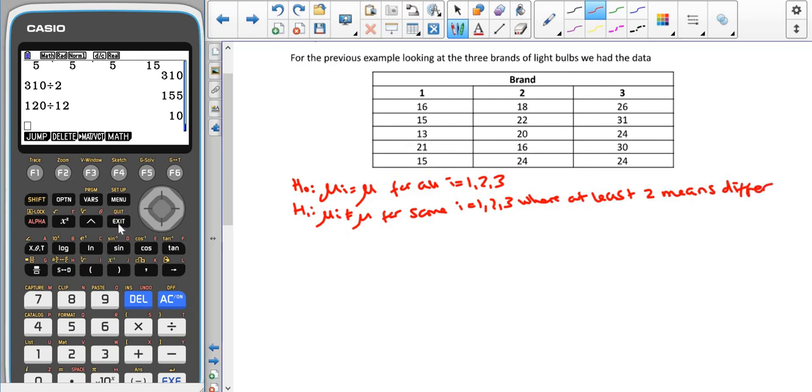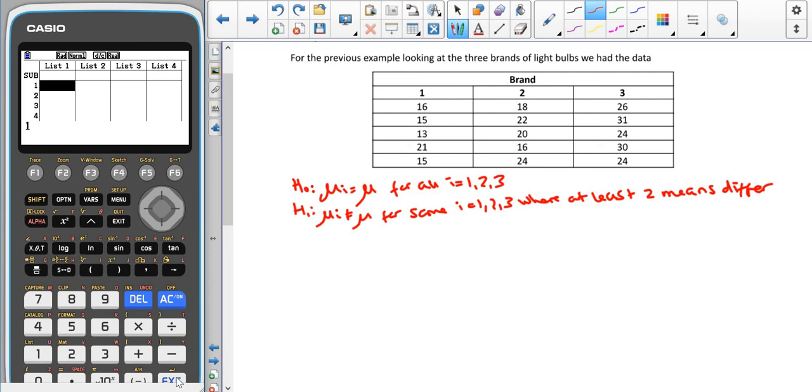Then in the calculator, we're going to enter our data into the stat mode. And the first thing I'm going to do is say where my piece of data is. So for the first brand 1, we've got 5 pieces of data. So I'm going to have 1, 1, 1, 1, 1. Then I've got 5 bulbs of brand 2. So I've got 2, 2, 2, 2, 2. Then I've got 5 light bulbs of brand 3. So 3, 3, 3, 3, 3.